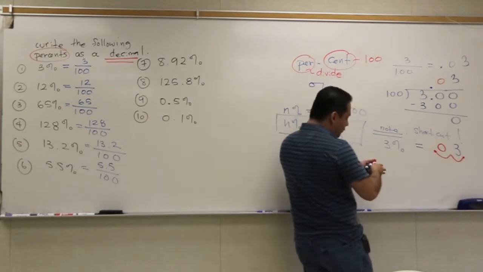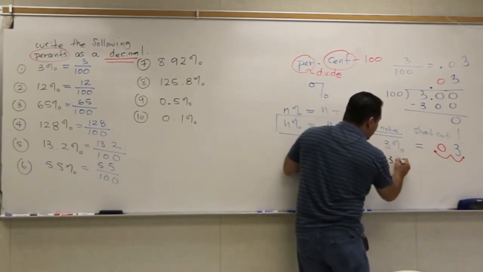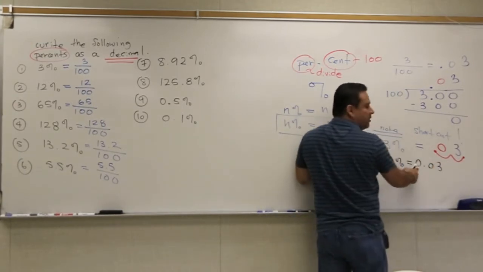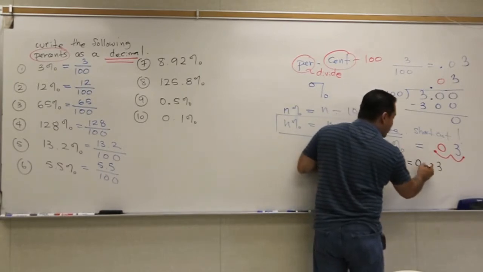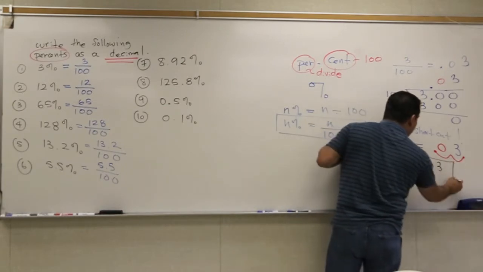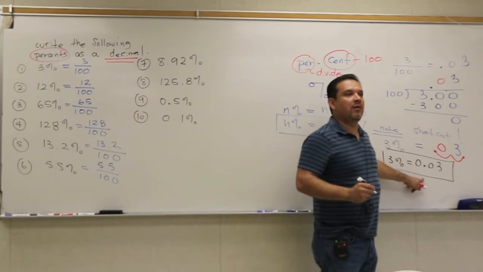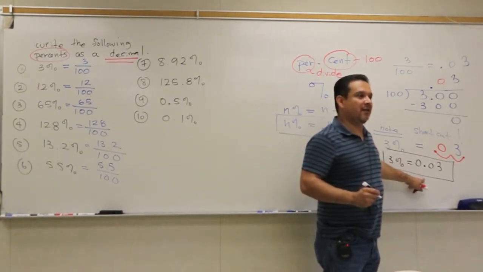In other words, this was the shortcut of writing. You could now say 3% can be described as 0.03. We do put a 0 very often if there's no whole number in front of that decimal point. So 3% will be 0.03 as a decimal value. Okay, you guys okay with that? You're with me on this?